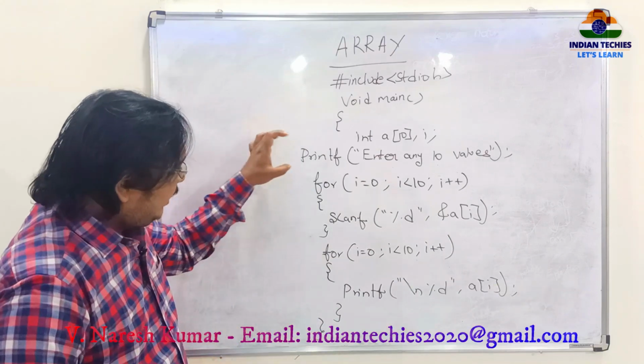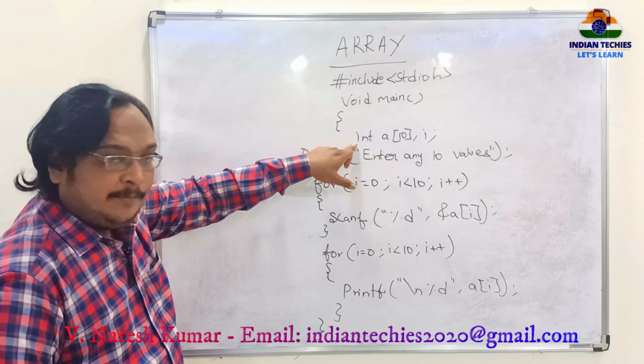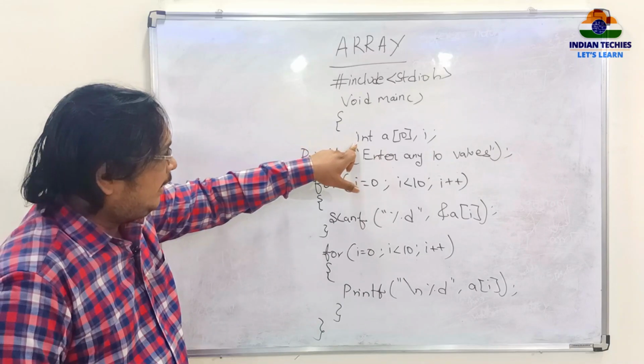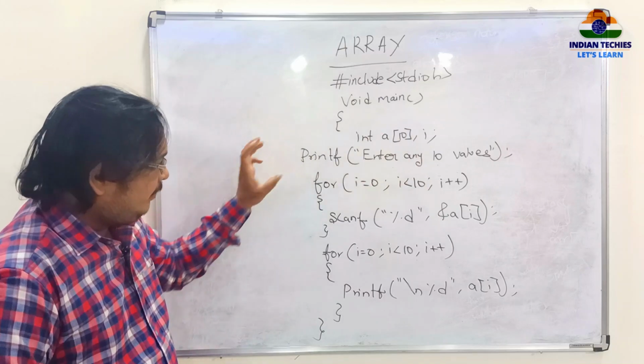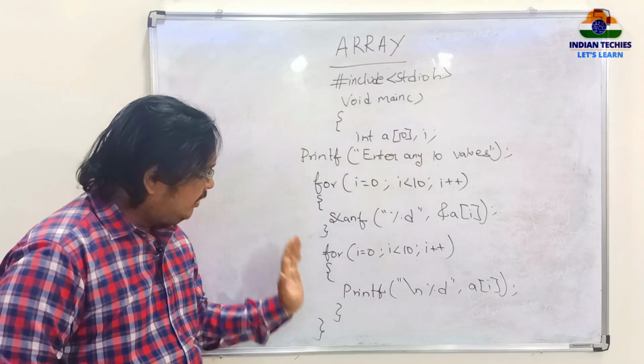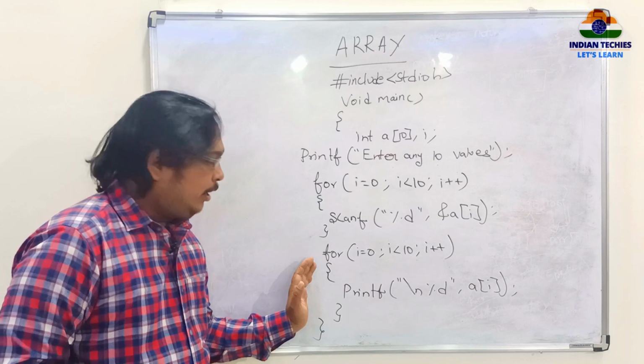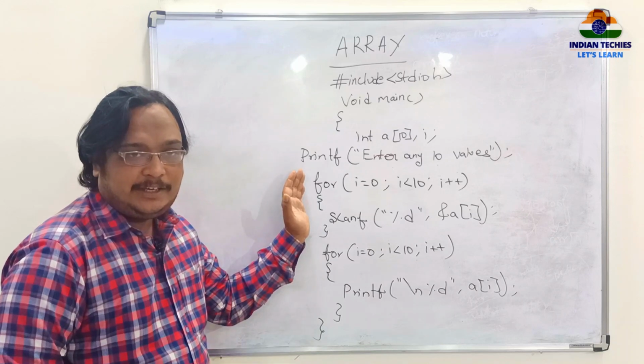So first you are declaring the array. For that we are declaring 10 values and the for loop variable i. Then enter any 10 values. This for loop will take 10 values. This for loop will print all the 10 values that we have taken through scanf.